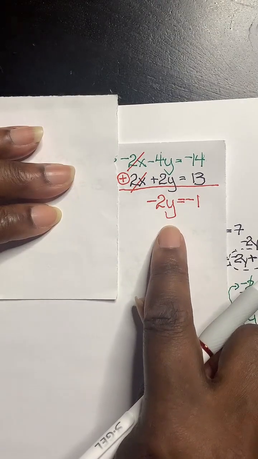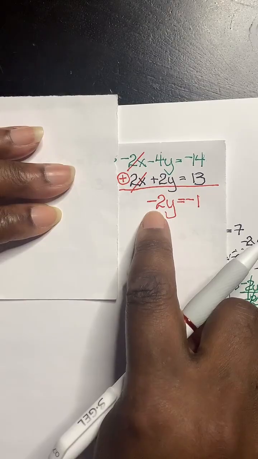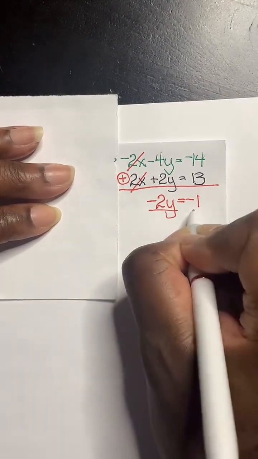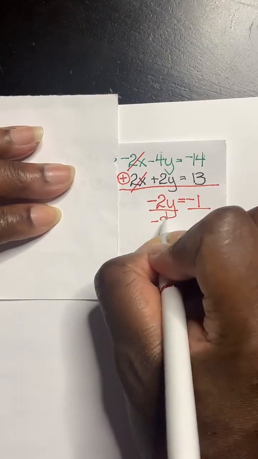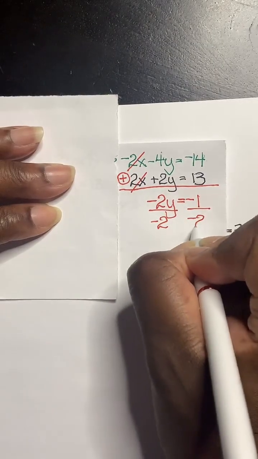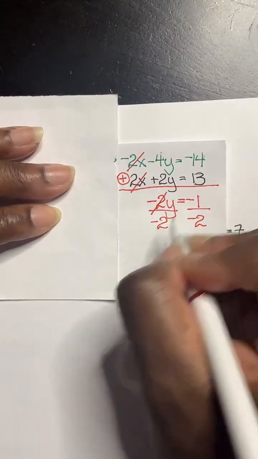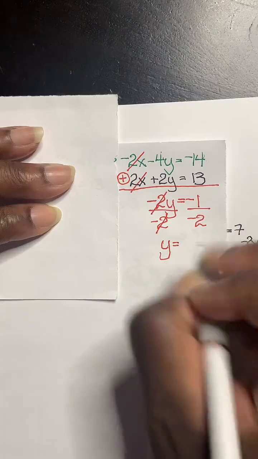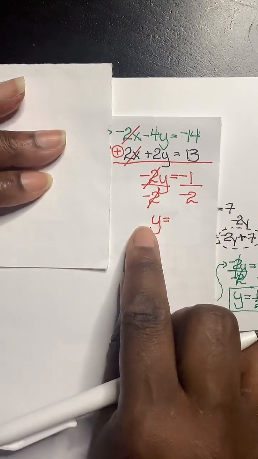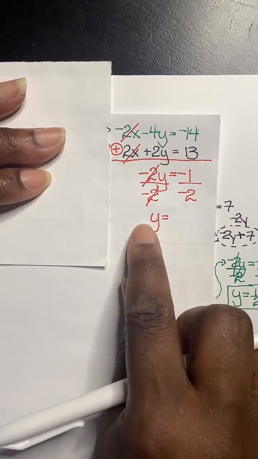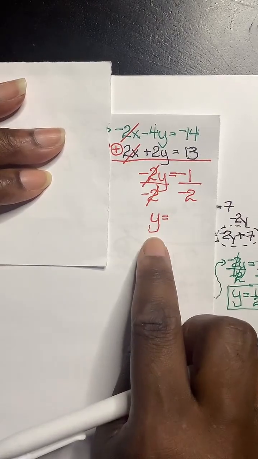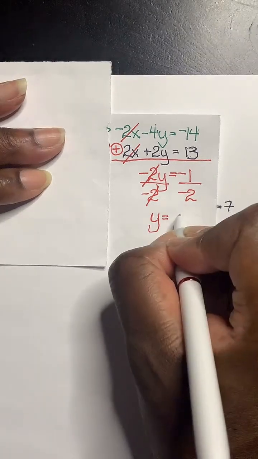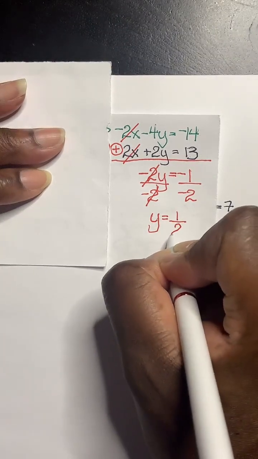So now I want to get y by itself, and I have negative 2y. That means negative 2 times y. So the inverse of multiplication is division. So negative 2 divided by negative 2, that gives me 1y. You could put the 1 there. That's fine. It's understood to be there because it's physically 1y right there. Then a negative divided by a negative will give me a positive 1/2.